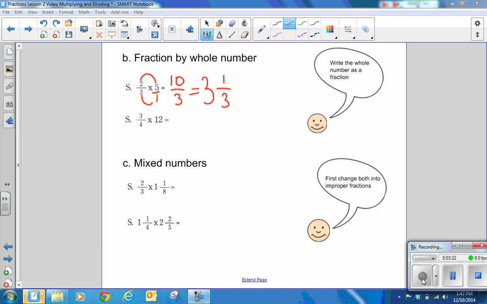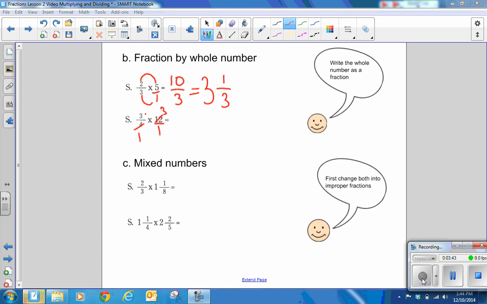Now let's look at the second example. 3/4 times 12. I'll put my 12 over 1. And now I can see that I can cross-divide. Both 4 and 12 can be divided by 4. So 4 divided by 4 is 1. 12 divided by 4 is 3.